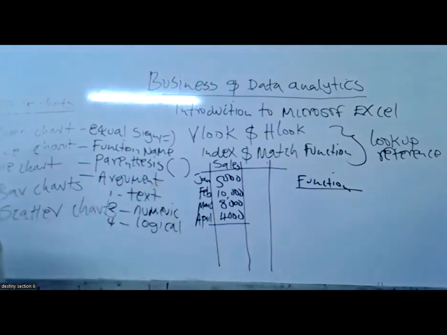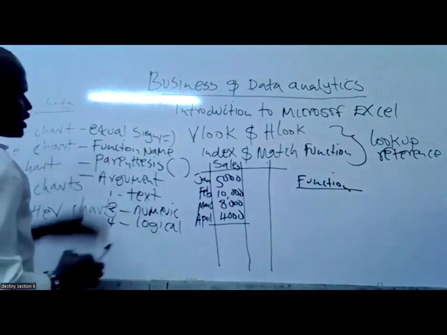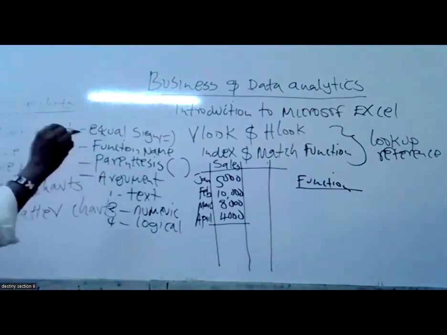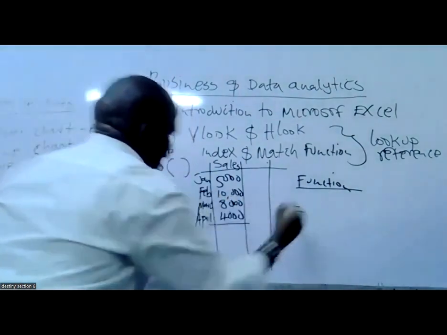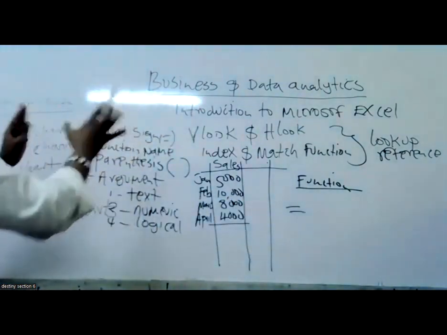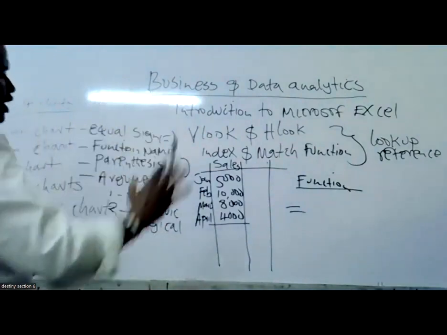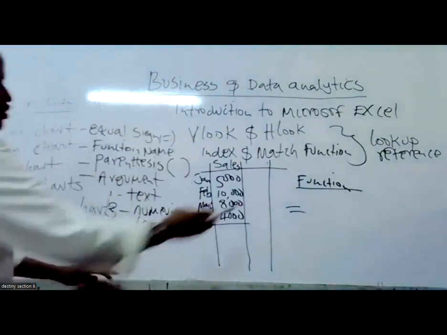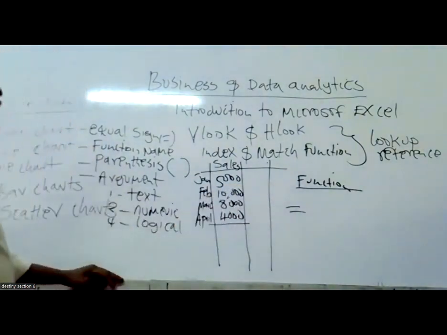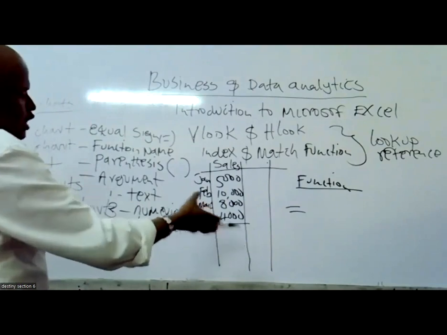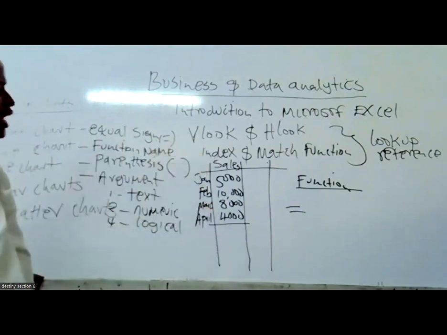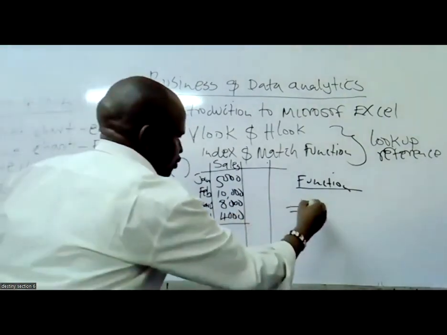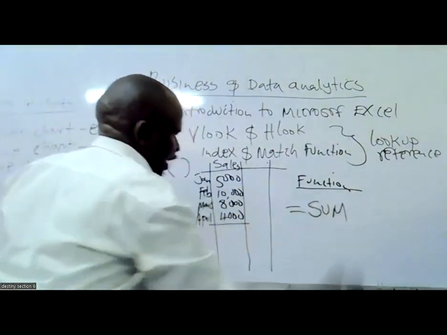So now we start with the equal sign. If we need to calculate the totals, we start with the equal sign, because for any Excel function, you need to start with an equal sign. This is the equal sign I'm talking about. And then followed by the function name. If we need to calculate the total sales, we'll use a sum function. So I will just type the function name.